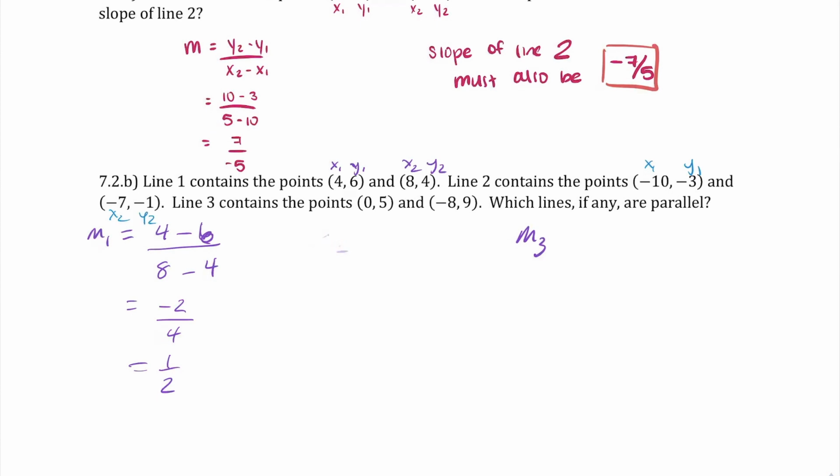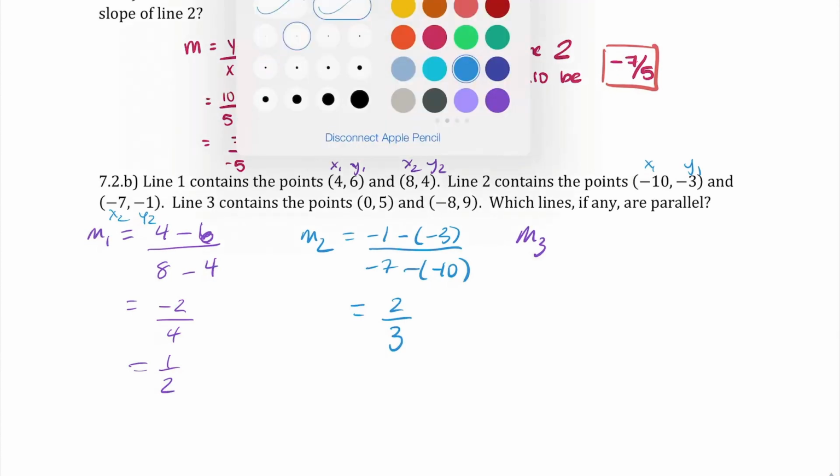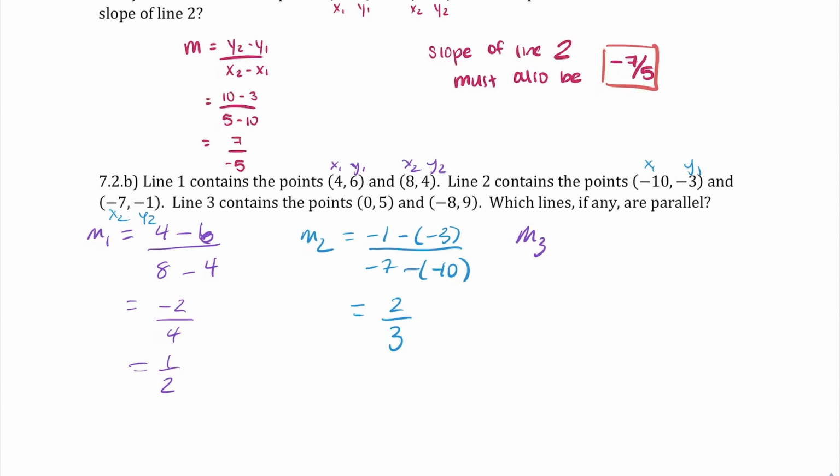So, slope 2. Okay, we have negative 1 minus negative 3, over negative 7 minus negative 10, which gives us 2 over 3.